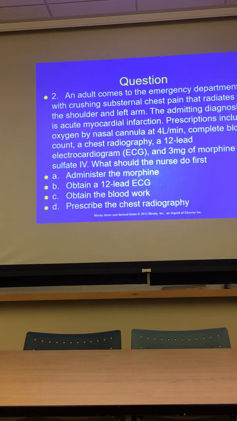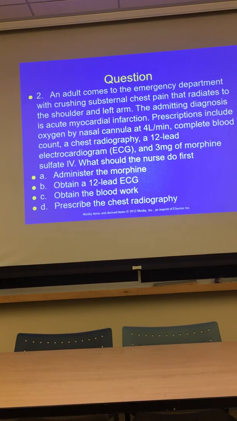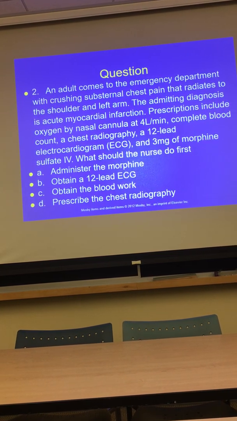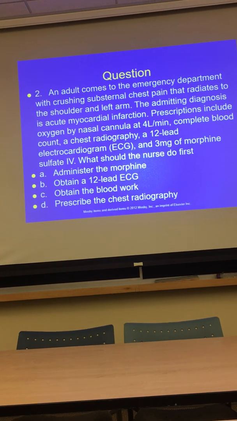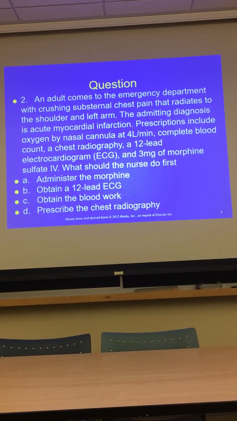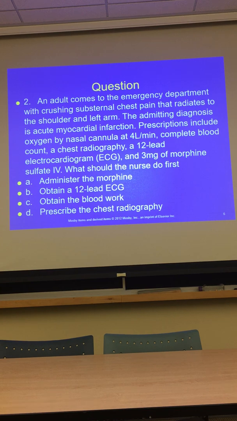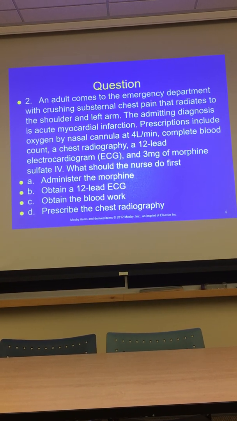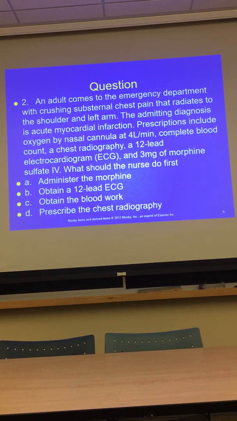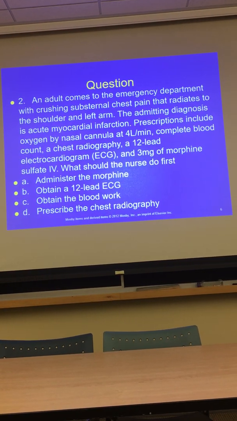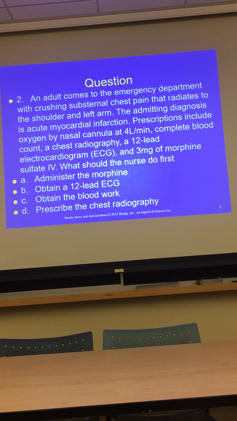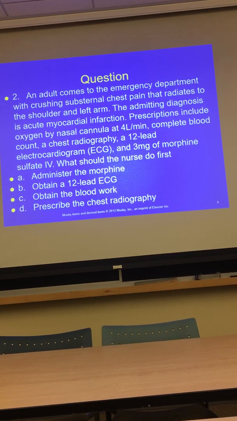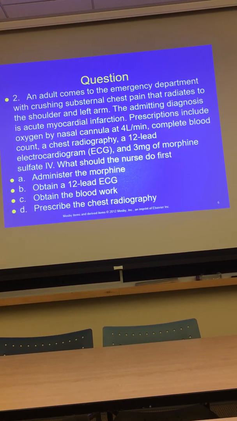The last question for today is: an adult comes to the emergency department with a crushing substernal chest pain that radiates to the shoulder and to the left hand. The admitted diagnosis is acute myocardial infarction. Prescriptions include oxygen by binasal cannula at 4 liters per minute, complete blood count, a chest radiography, a 12-lead electrocardiogram (ECG), and 3 milligrams of morphine sulfate. What should the nurse do first?